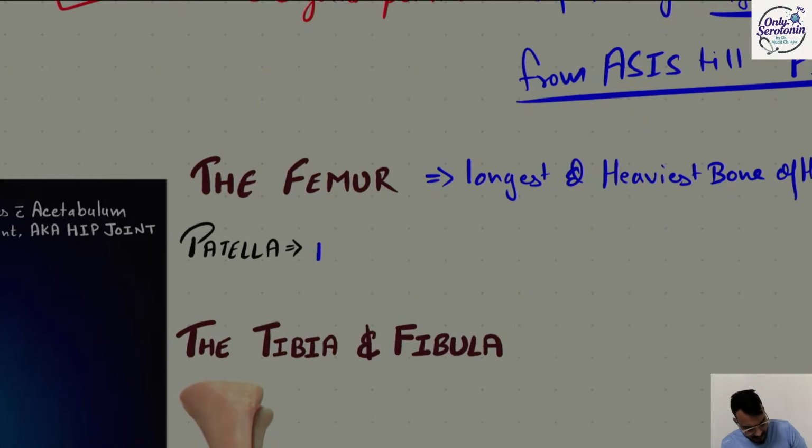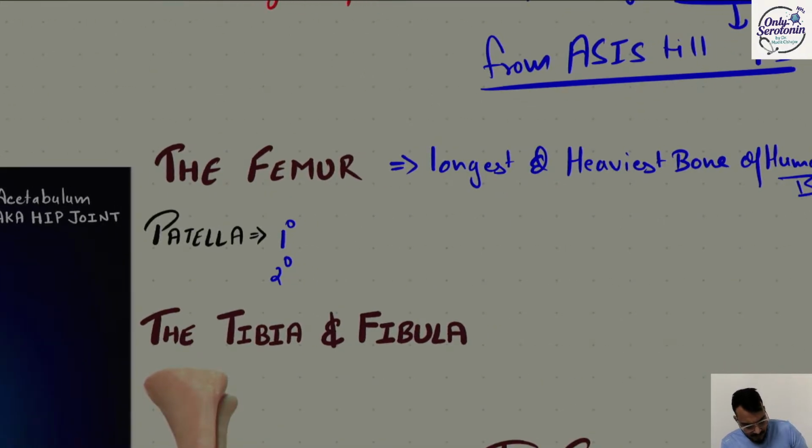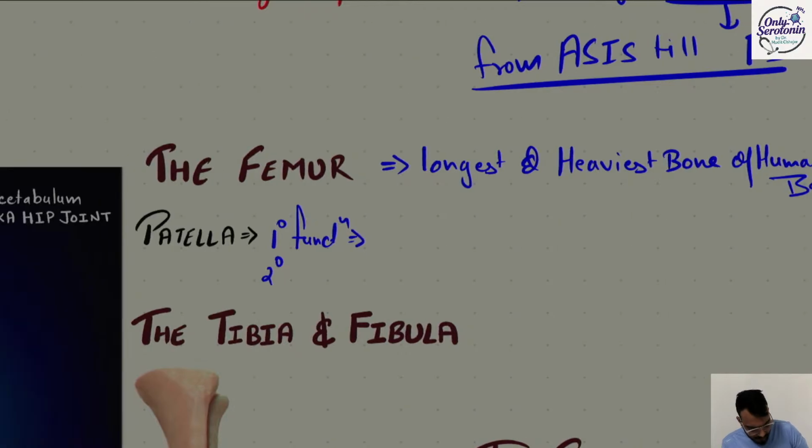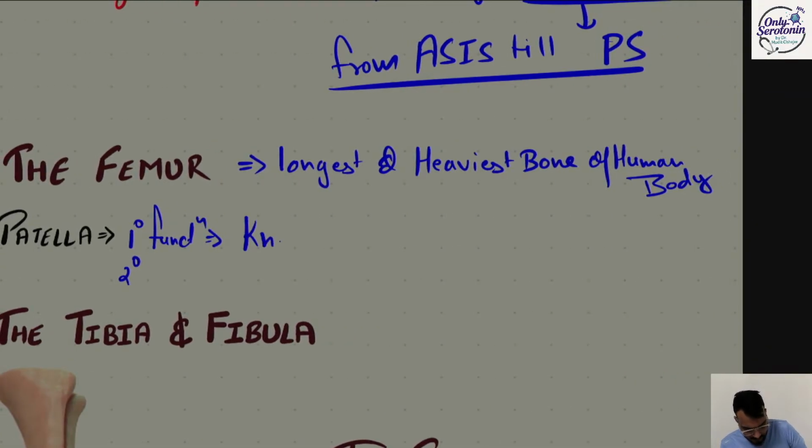Then patella, guys. For patella, you should know the two functions of patella: the primary function and the secondary function. What is the primary function, guys? Primary function is knee extension. This knee extension is doing what, guys? It is increasing the leverage that the tendon connects, right?